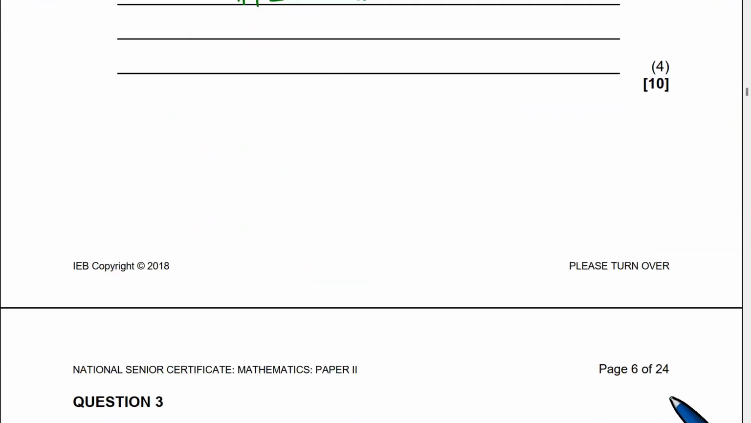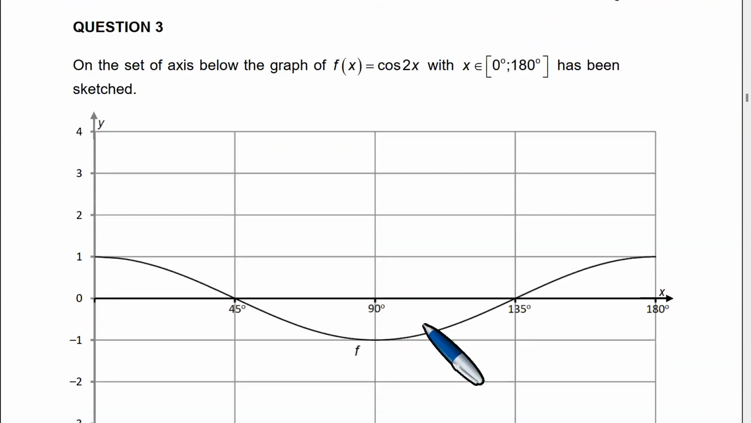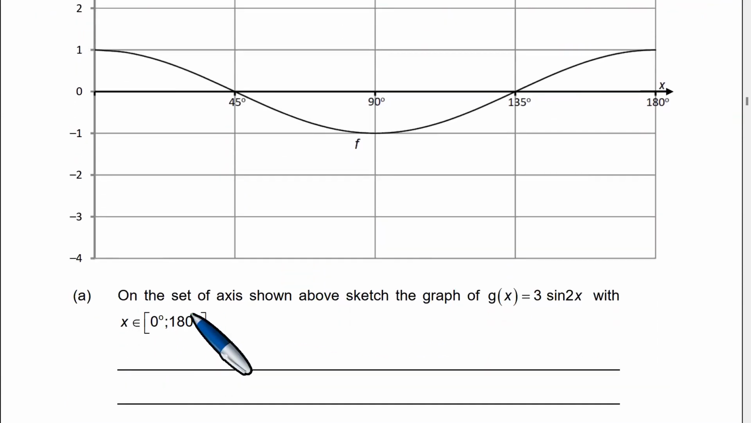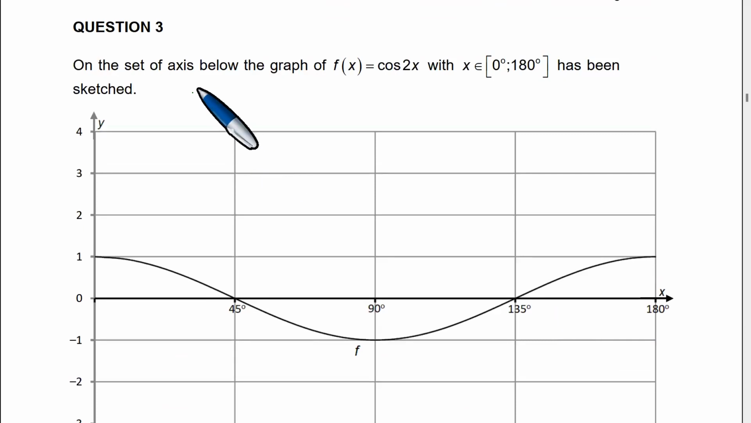Right, next question. Question 3: on the same set of axes below, the graph of f has been sketched, we can see the sketch. What is the question? On the same set of axes shown above, sketch a graph of this one with x between 0 and 180 degrees. So we need to sketch the graph of 3 sine 2x. We have another function g of x, which is 3 sine 2x.